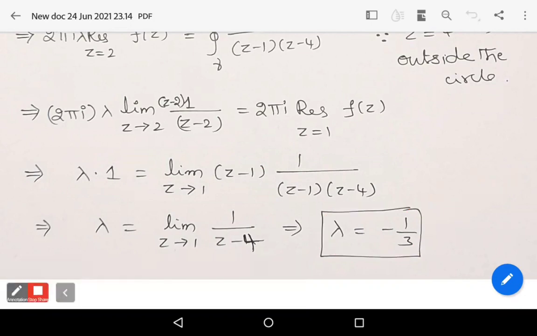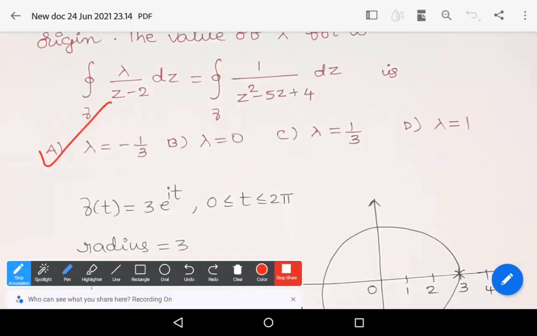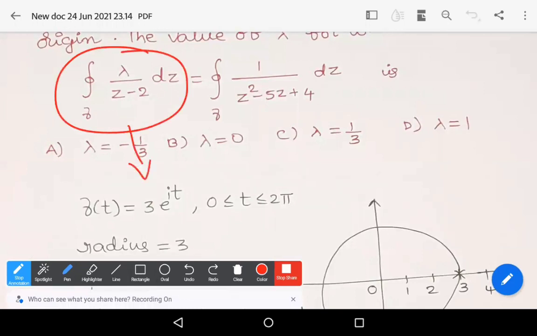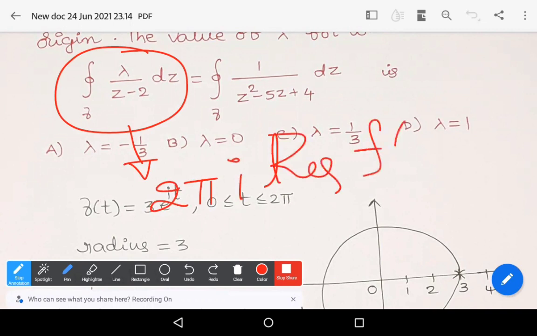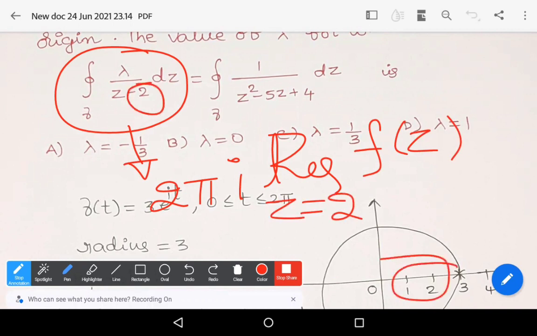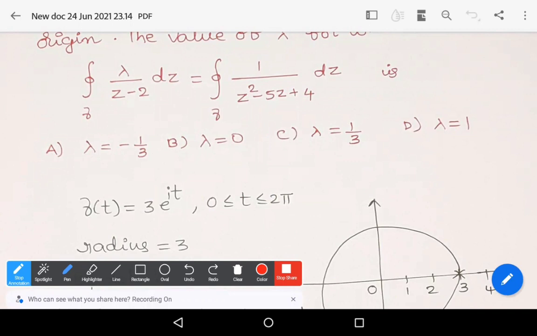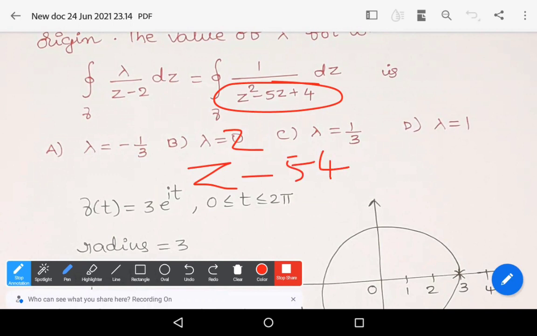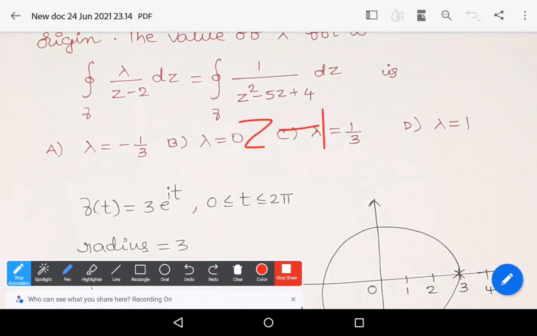Lambda is equal to minus 1 by 3. Option A is the correct option. Here radius is equal to 3. That is the important point. By using the residue theorem, this integral is equivalent to 2 pi i into residue of f of z at z equals 2, because this 2 lies inside the circle. And here we factorize this term, z square minus 5z plus 4, which can be written as z minus 1 into z minus 4. Z minus 4 clearly lies outside the circle, but 1 lies inside the circle.